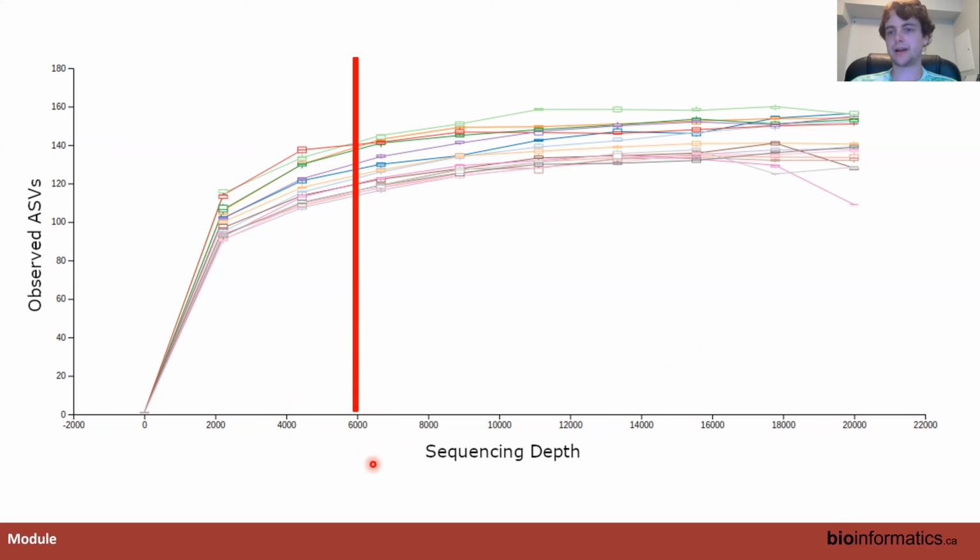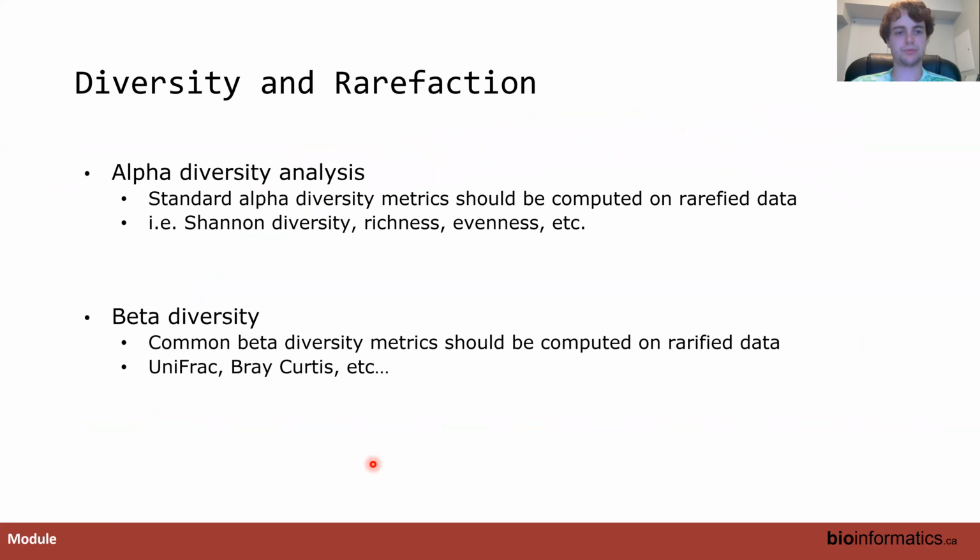And so rarefaction generally should be used when generating alpha diversity metrics, such as Shannon diversity, richness, and evenness. And it should also be used when generating many of the common beta diversity metrics we use, such as UniFrac distances or Bray-Curtis similarities.